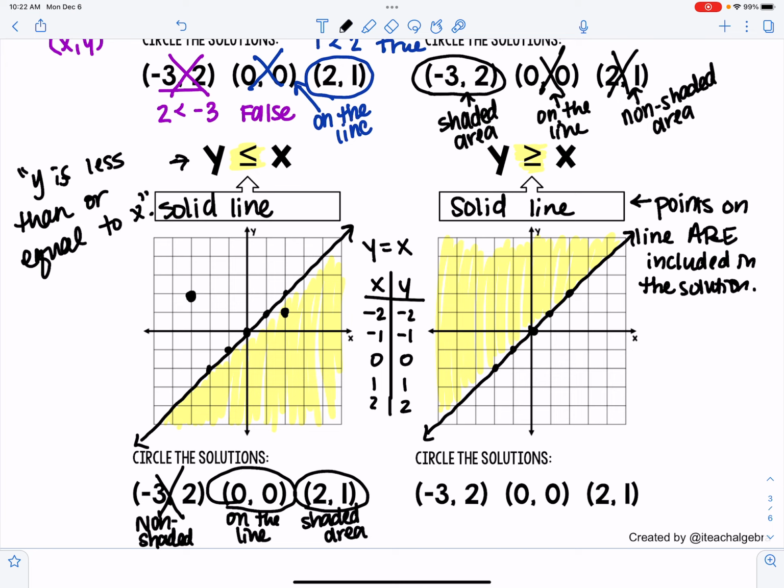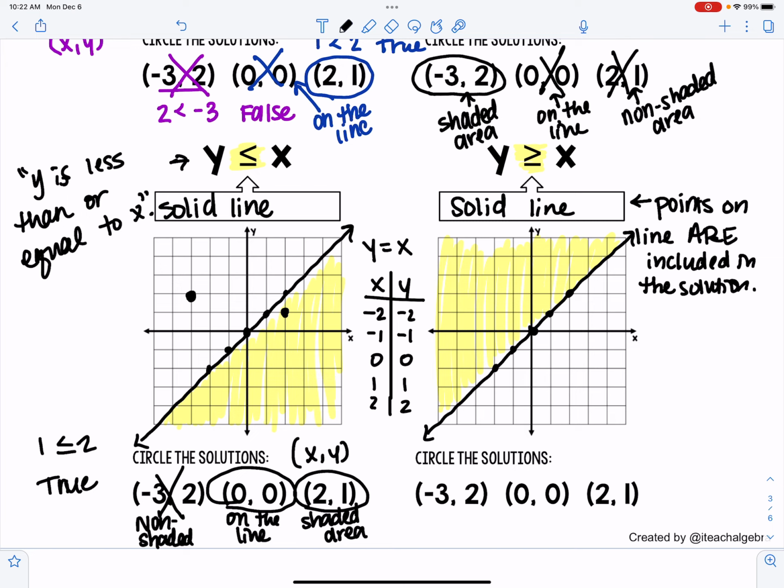And again, just to make sure, you can choose either of those that we've said are in our solution. We can plug them in and see if we were correct. So let's choose 2, 1 and plug it into our inequality. So x comma y, our y is 1, our x is 2. 1 is less than or equal to 2. That is true. And remember that for it to be true, it should be in the shaded area. So we're correct.